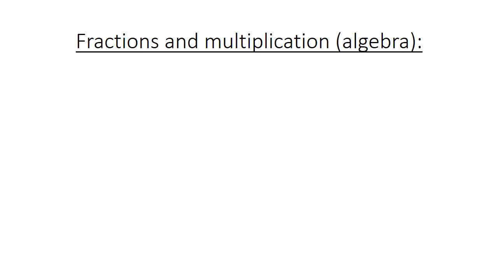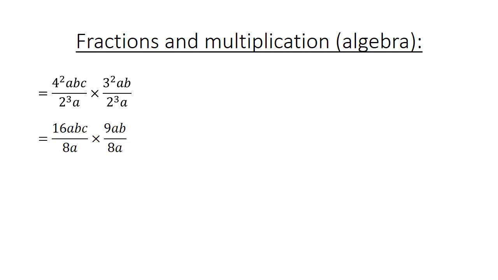Fractions and multiplication. 4 to the power of 2 ABC over 2 to the power of 3 A times 3 to the power of 2 AB over 2 to the power of 3 A equals 16 ABC over 8A times 9 AB over 8A equals 16 times 9 is 144, A times A is A to the power of 2, B times B is B to the power of 2, C. And your denominator, 8 times 8 equals 64, and A times A is A to the power of 2, which equals 2 and 1 over 4, A to the power of 2, B to the power of 2, C.